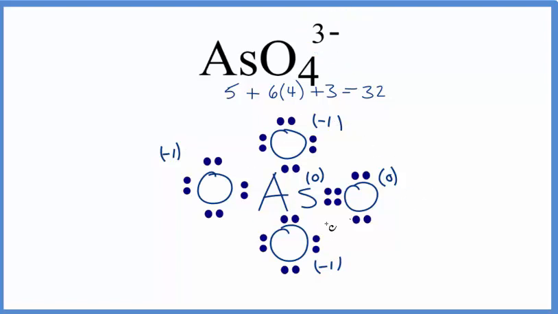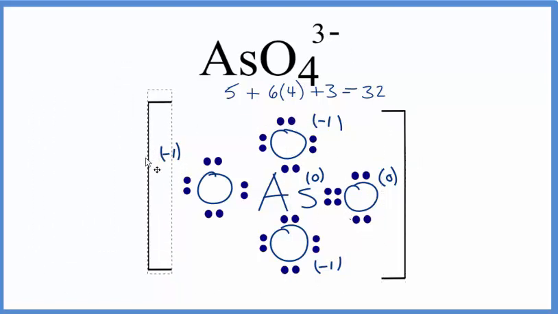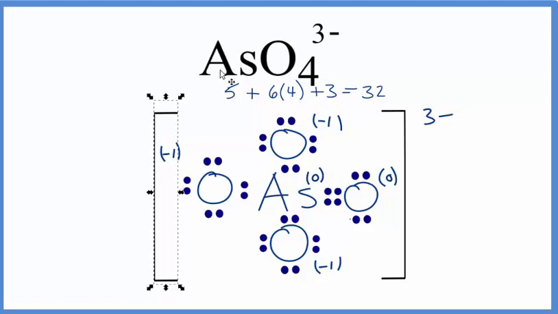So this would be the best Lewis structure for this AsO4 3-. We should put brackets around it and then write 3- on the outside since it is an ion. And that's it. This is the Lewis structure for AsO4 3-.